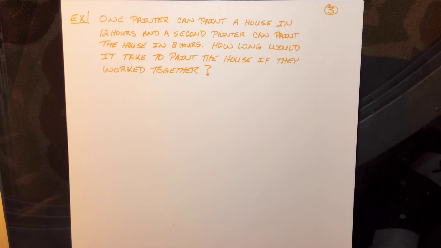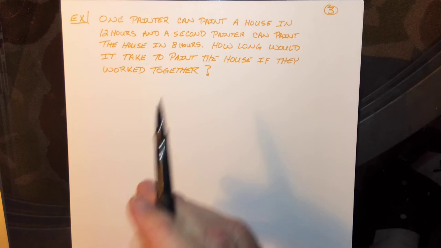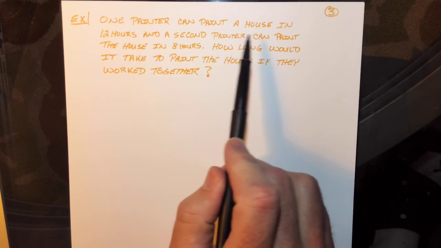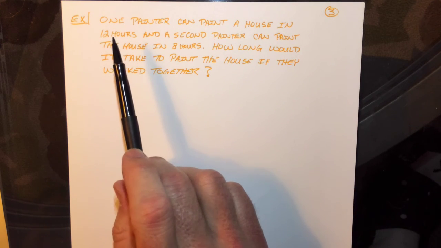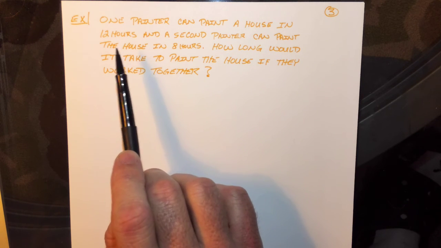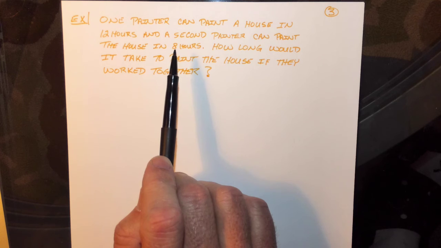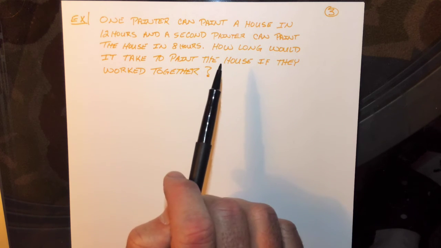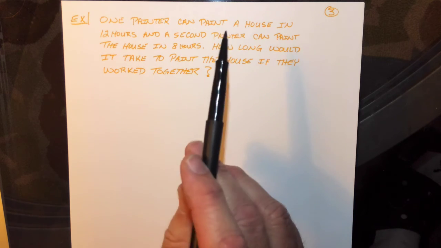Okay, our third example then will be a work problem. So you got a painter, and they can paint a house in 12 hours, one person. Second painter, maybe they're more experienced, can paint the house in 8 hours. How long would it take to paint the house if they both work together?